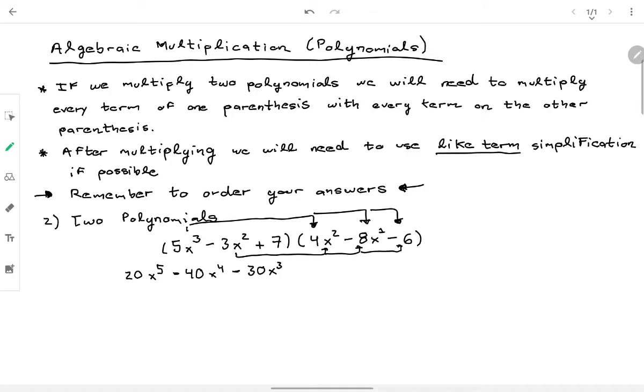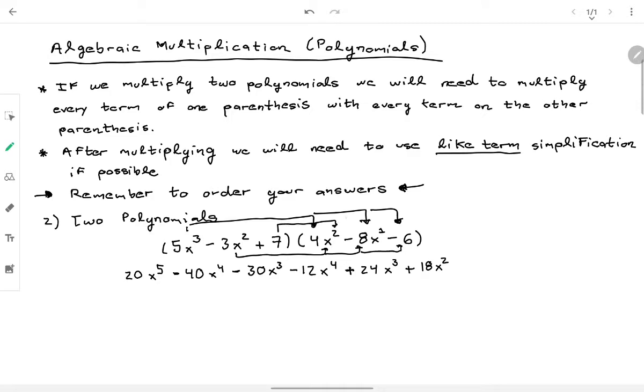So in this case, it's going to be minus 3 multiplied by 4, minus 12 x squared, and x squared times x squared is x to the 4th. This next one is going to be minus 3 multiplied by minus 8. It will be minus multiplied by minus. Remember, that will be a positive one. Minus 3 times minus 8 is going to be plus 24. X squared and x to the 1, it's going to be x cubed. And finally, minus 6 multiplied by minus 3, it's also positive, 18x squared.